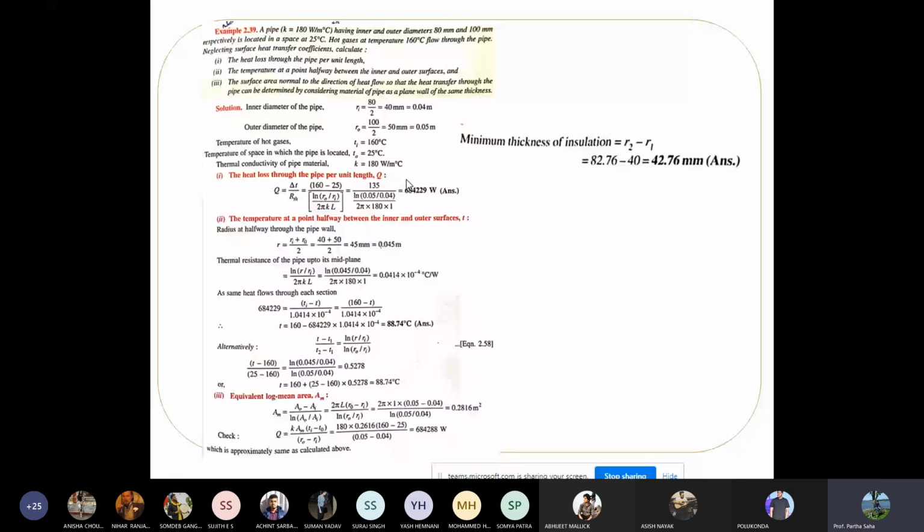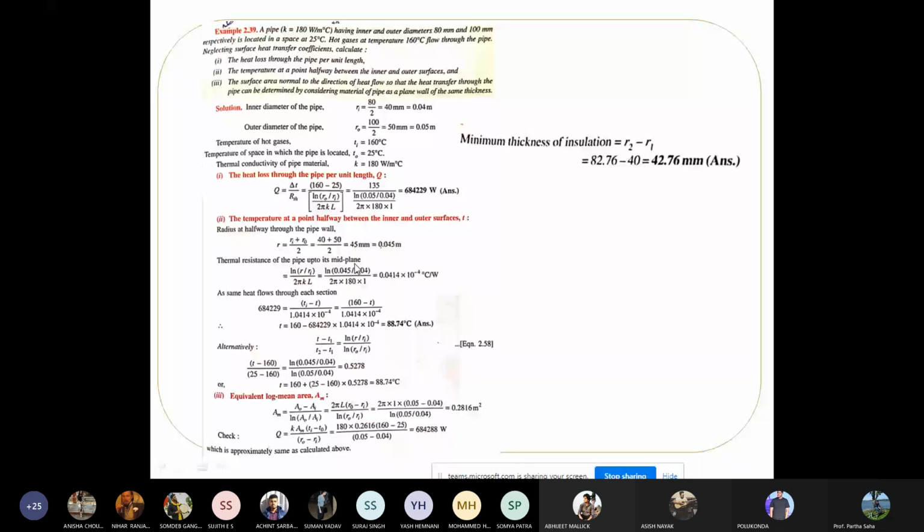Now the temperature at a point halfway between the inner and outer surface we have to determine. What will be the radius at halfway? That is the arithmetic average, right? Inside plus outside by 2, that is 45 millimeter or 0.045 meter. Now the thermal resistance of the pipe up to its midpoint will be ln(R/Ri) divided by 2 pi KL. R is 45 millimeter, Ri you know 40 millimeter, 2 pi KL, then it will be this much thermal resistance.